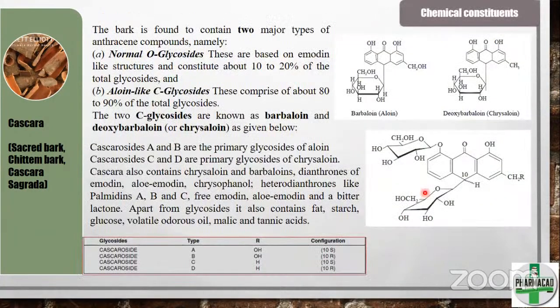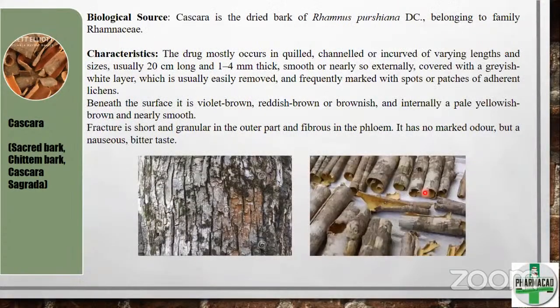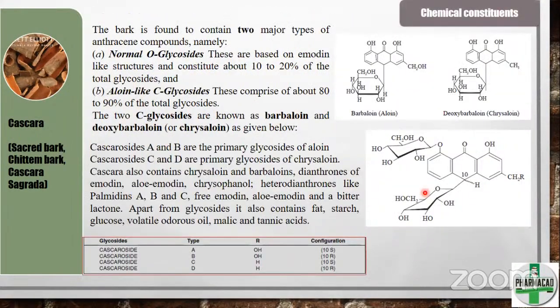Now, the bark is found mainly to contain two major types of anthracene glycosides. Okay, so if you see, these are the characteristics of a bark. Now let us see what are the two major types of anthracene glycosides. So normally, if you remember, when we studied the introduction, that time I had said that this bark falls in both classes, but majorly it gives modified Borntrager's test.